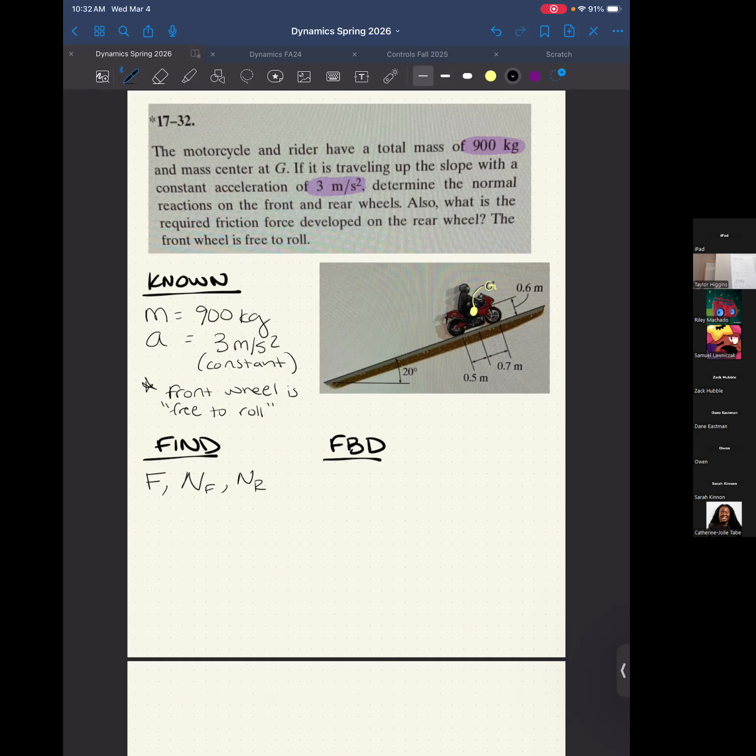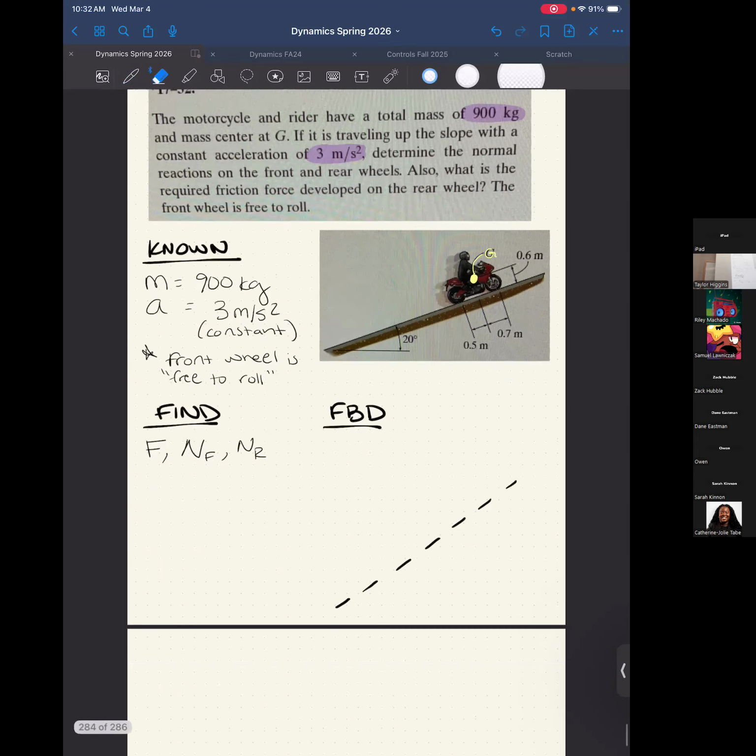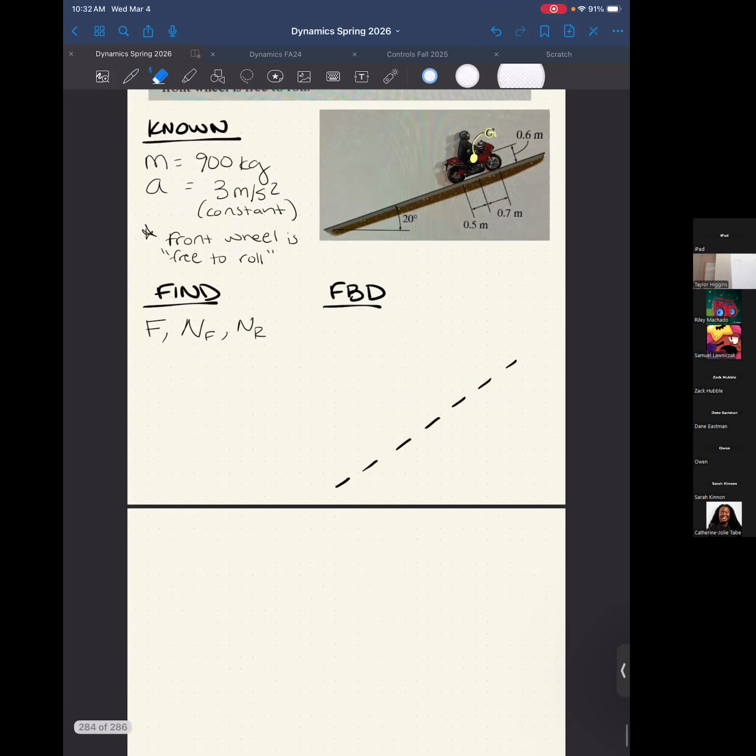Okay, so my free body diagram, I'm gonna draw the slope, but I'm gonna draw it as a dotted line because it doesn't actually need to be drawn. Oh, yeah, thank you. Please keep doing that. Okay, and then I'm gonna do my best at a terrible motorcycle outline.